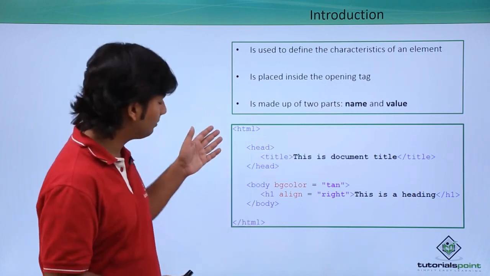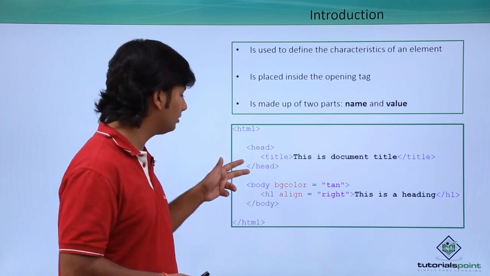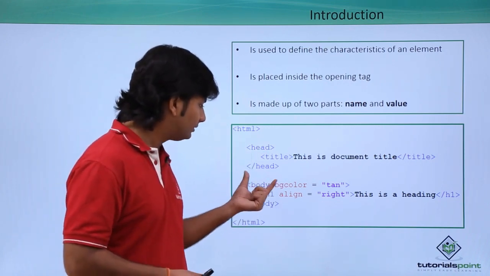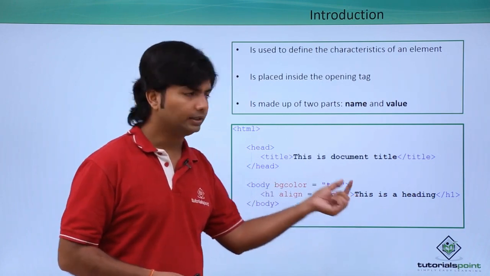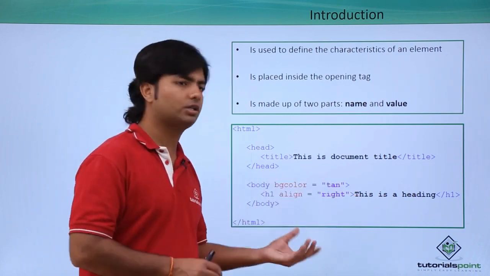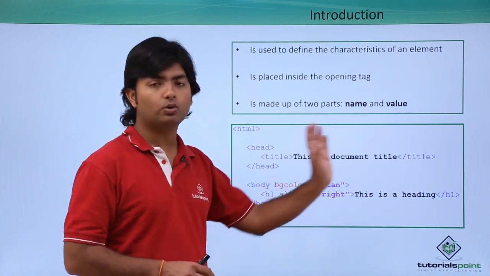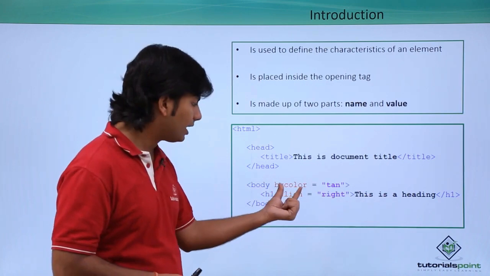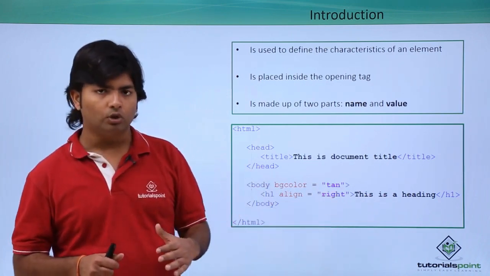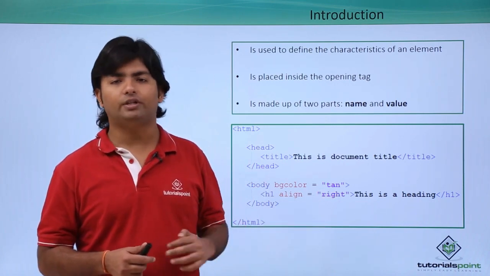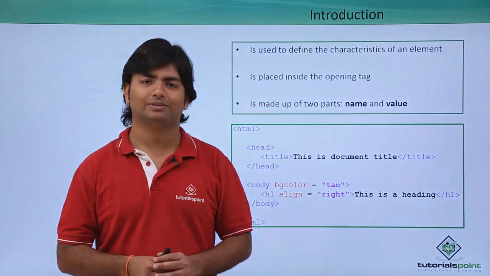So let's see, here's an example also. Like the same example, HTML, head, title, body, and then inside that you can see body, bgcolor, tan. Alright, so I want to change the background color to tan and the alignment of this heading to right. So these are the attributes followed by the values. So let's see how to use the different attributes for the different tags in this practical example.